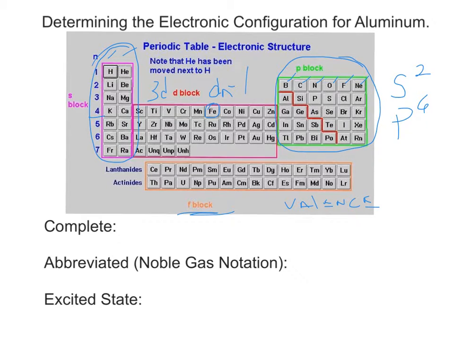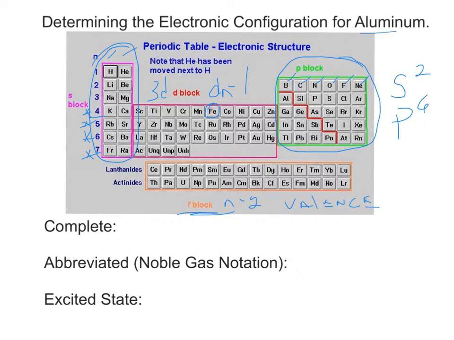The F's are the row number minus 2. And the F's never start until you have an element that's either in row 6 or row 7. Okay? The D's never start until row 4. And I can have D's in row 5. Okay?